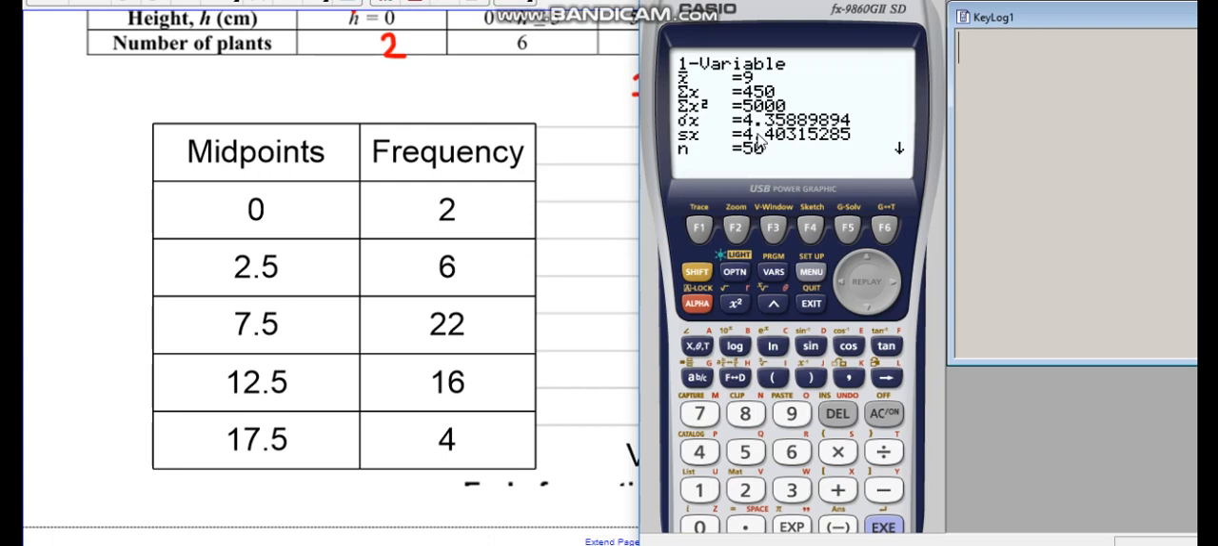Or what you could do is it gives you sigma x squared, which is 5,000. It gives you n, which is 50. So you could take those values and put them into the formula. So do 5,000 divided by 50 minus 9 squared. Okay, so 5,000 divided by 50 would be 100, minus 9 squared, which is 81, will give you 19. So you get a variance of 19. So that's the other way. If you don't want to worry about squaring these numbers, then just use these statistics here, the x squared, the n, and the mean.